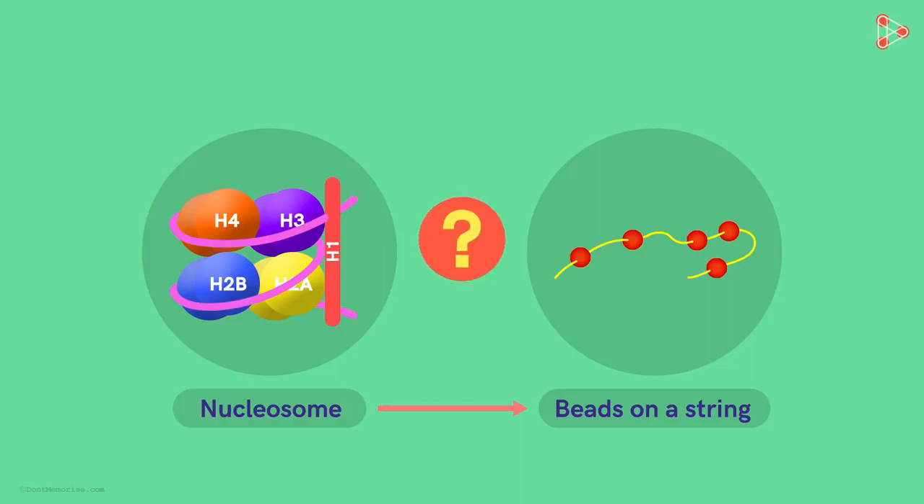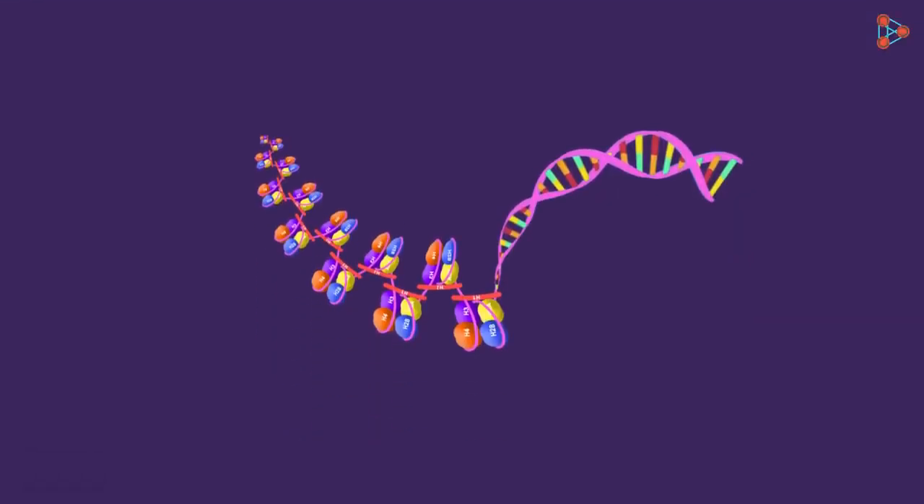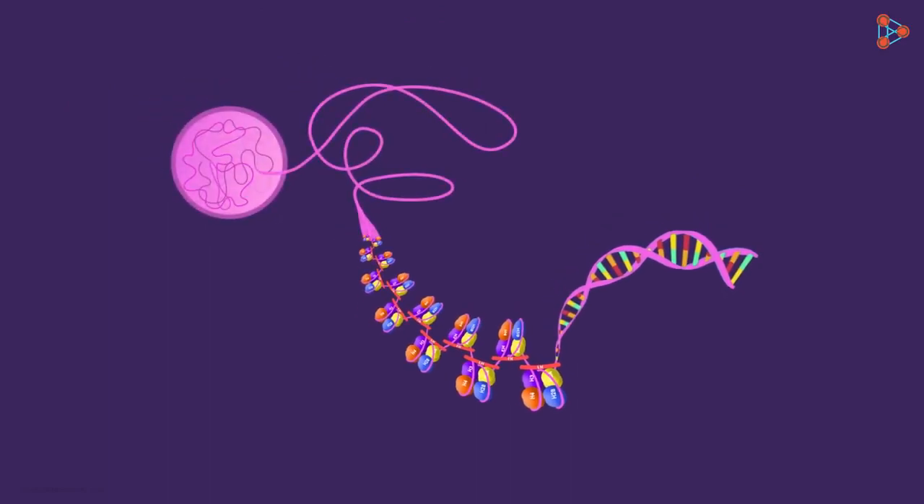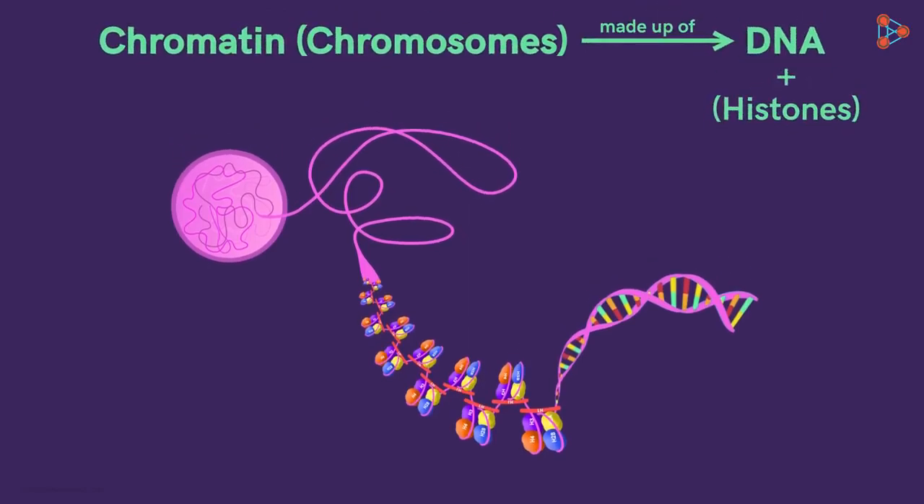Any idea what kind of a structure is obtained from this? This kind of coiling forms the basic unit for the formation of the chromatin structure. Yes, we know that chromatin and thus the chromosomes are made up of DNA. So it is this pattern of arrangement of the DNA that forms coils and helps in the formation of the chromatin structure.